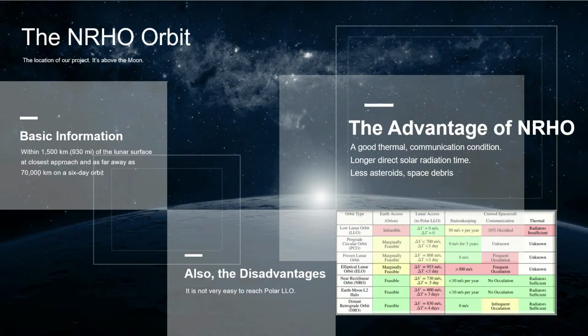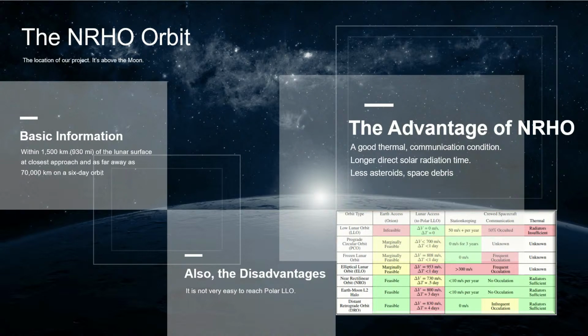Our station is located above the Moon in an orbit called NRHO, which stands for near rectilinear halo orbit. This orbit is an elliptical orbit, which will bring the station within 1,500 kilometers or 930 miles of the lunar surface at closest approach, and as far away as 70,000 kilometers on a 6-day orbit. So why do we choose this orbit?